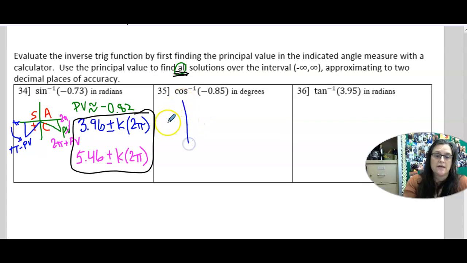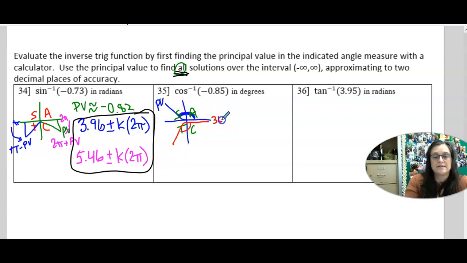And then in number 35, we're asked to evaluate the arc cosine of negative 0.85 in degrees. And the principal values for a negative cosine are going to come from quadrant 2. And that means this is going to result in an obtuse angle. Then all students take calculus. Right, we can see that cosine is also negative in quadrant 3. And so we're going to need to reflect that obtuse angle from the principal value into quadrant 3 in degrees.